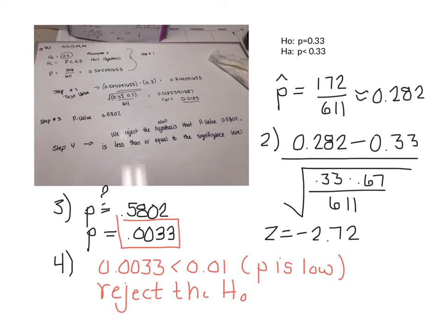Your p-value of 0.5802 is clearly not less than 0.01. So given your incorrect calculations, you would not have rejected the H0. But these are the correct calculations, and so our conclusion would be that we reject the H0.